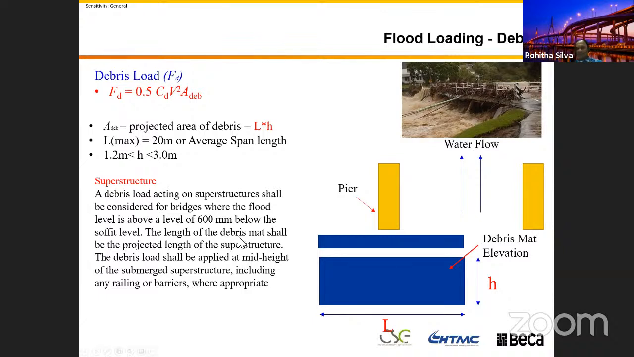But there are cases, if you see the recent floods, even if it is underwater, still a lot of debris gets trapped inside the bridge sometimes. And anyway, the code defined it that way. So it makes a lot of sense, and we can use that one.